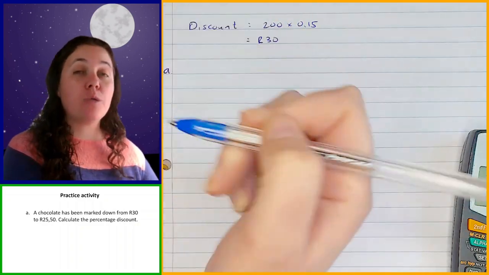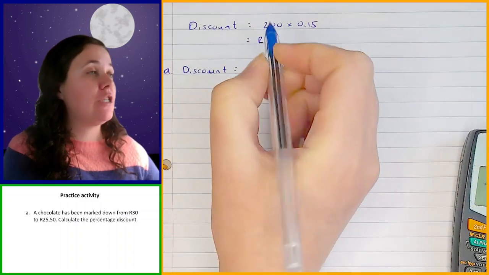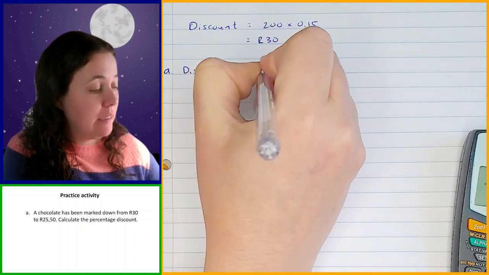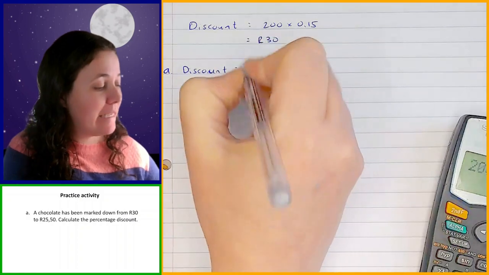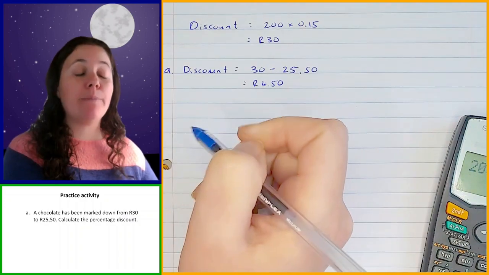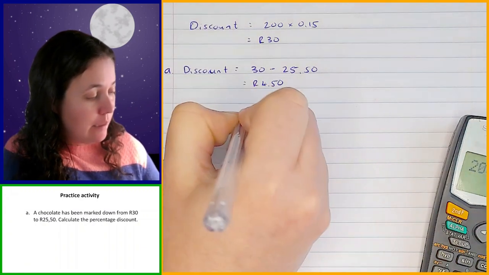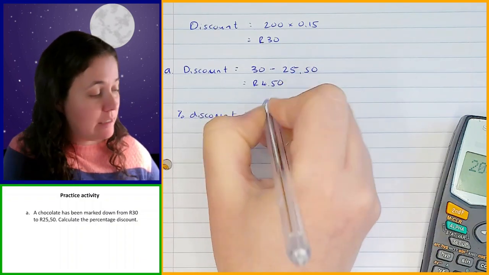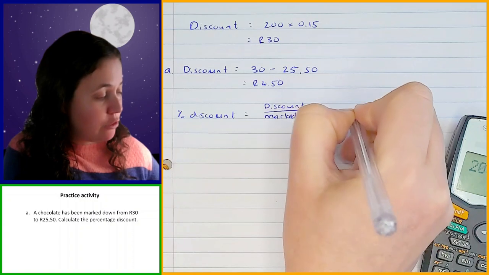Okay, so first of all, let's work out what the discount is. Okay, so the discount is going to be the difference between the normal price and the marked down price. So that's going to be 30 minus 25 Rand 50. Okay, and that gives you 4 Rand 50. Now that we know what the discount is, we can work out what the percentage discount is. That is going to be the discount divided by the normal selling price or the marked price times 100 to get a percentage.